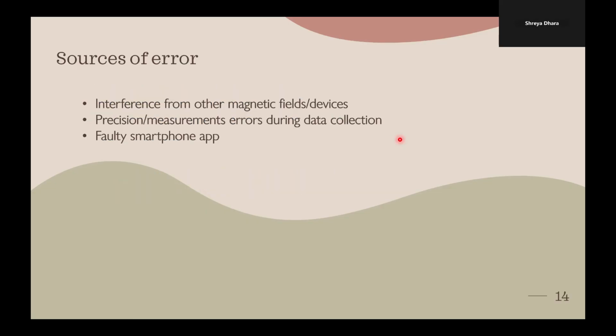And then some sources of error. We had lots of interference from other magnetic fields and devices. We had a lot of precision and measurement errors during data collection. And then the smartphone app itself was very glitchy, and we had to reset our setup a couple times.